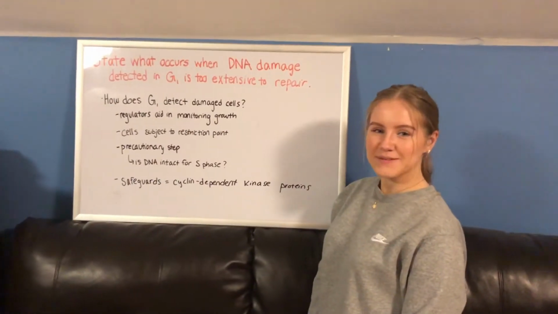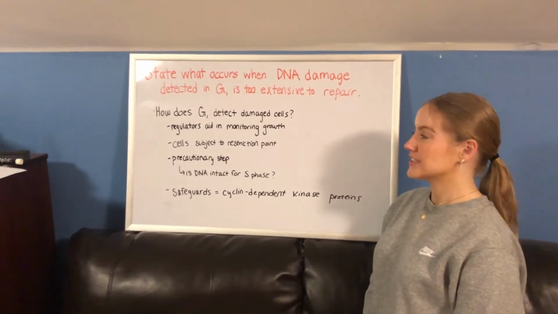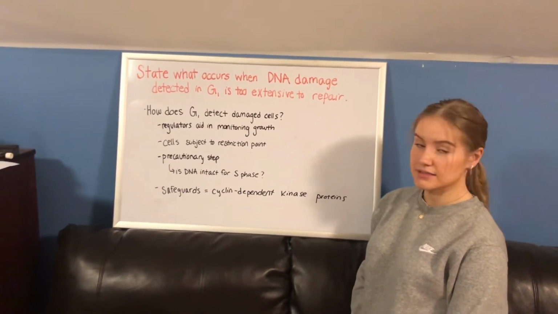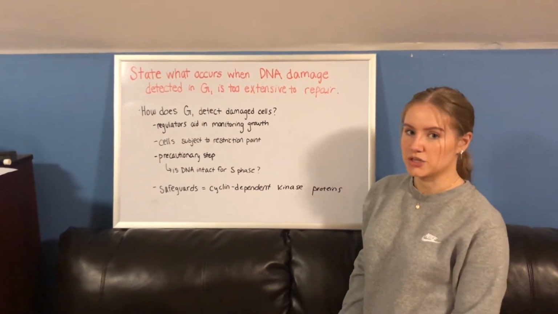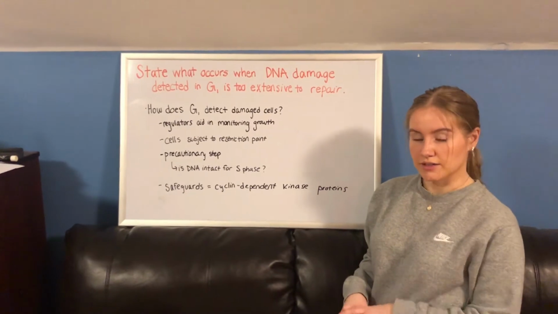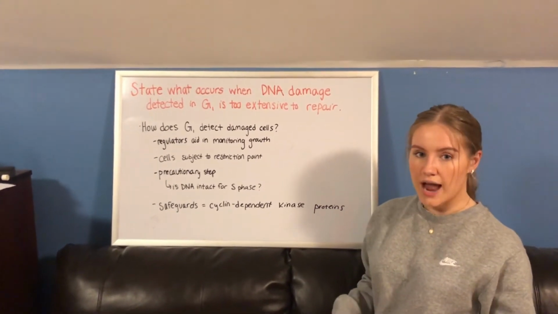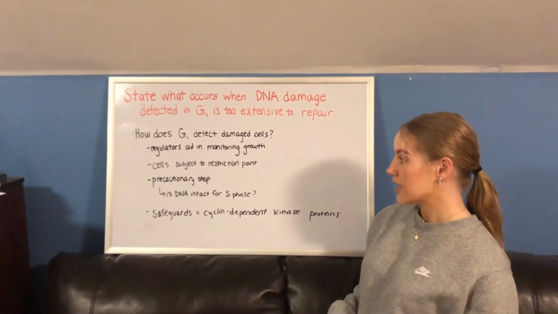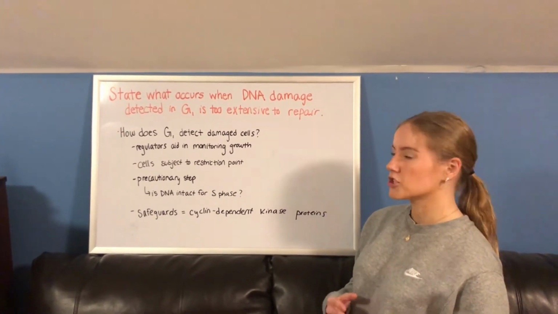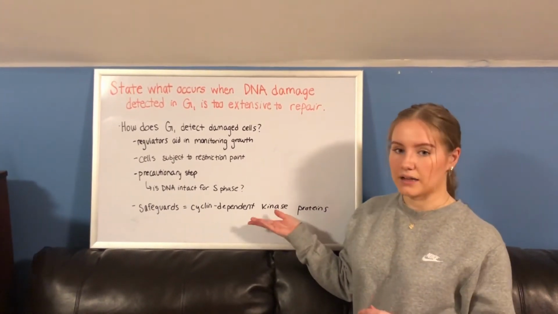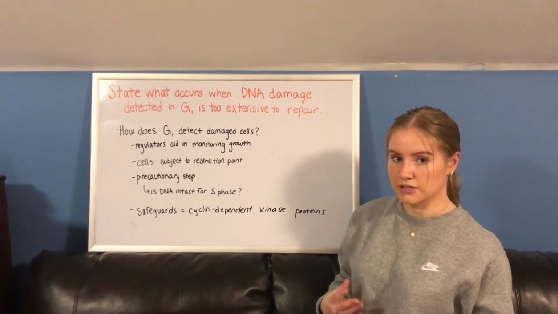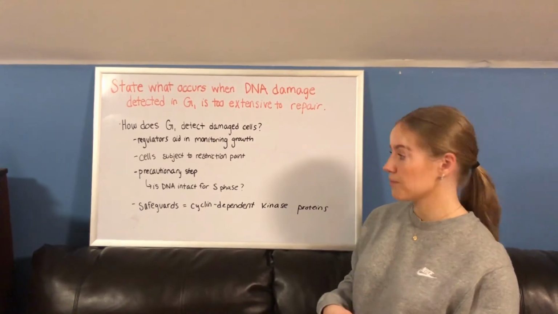The next topic I'll be discussing is, how does G1 detect damaged cells? So first, all cells have regulatory aids that monitor growth that happens in the G1 phase. All cells are subject to a restriction point, and this is just to make sure that the cell is on the right track and everything is going smoothly. This is just a precautionary step that all cells take, and they pretty much just ask the question, is DNA intact for S phase, which follows the G1 phase? It's just making sure that everything is ready for the next phase of the cell cycle.